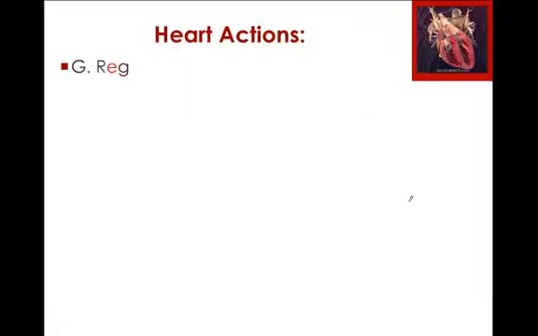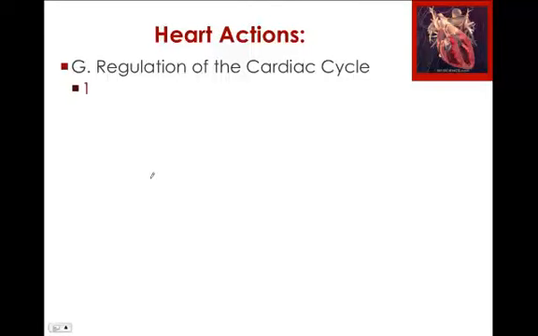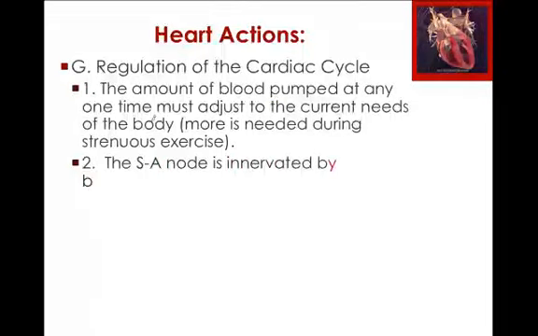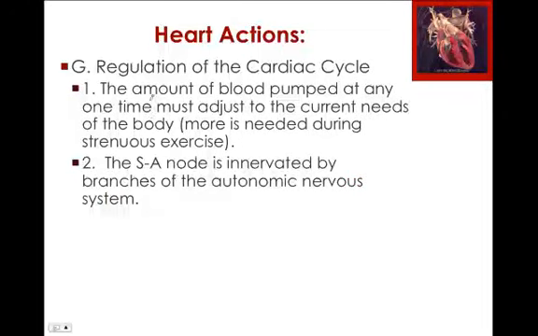Okay, so now we're going to get into regulation of the cardiac cycle. Obviously there are a number of factors that regulate the cardiac cycle. The amount of blood that's pumped at any one time has to adjust to the current needs of the body. For example, we're going to have a larger cardiac output if we're exercising because more oxygen is needed by those tissues. So again, the amount of blood pumped out at any one time has to adjust to the current needs of the body.